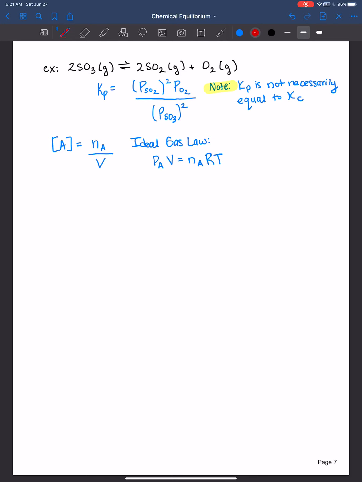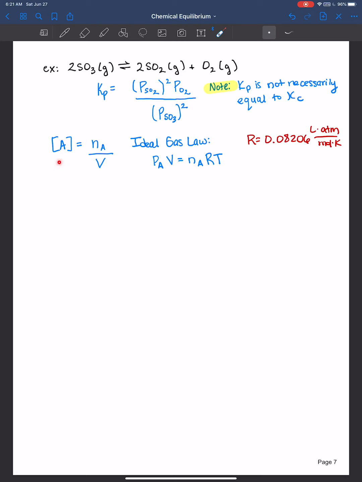Now remember, R is the ideal gas constant, and in this case it would be 0.08206 liters atmospheres per mole Kelvin. So that means that we definitely need to work in temperature units of Kelvin. Pressures would be in atmospheres. However, you could convert that to torr or millimeters of mercury after you solve the problem. The volume is in liters. And then, of course, we have moles right here.